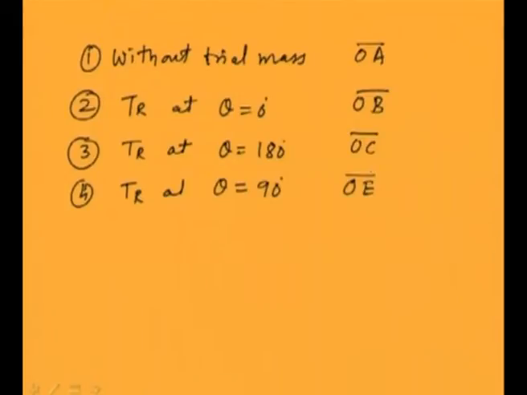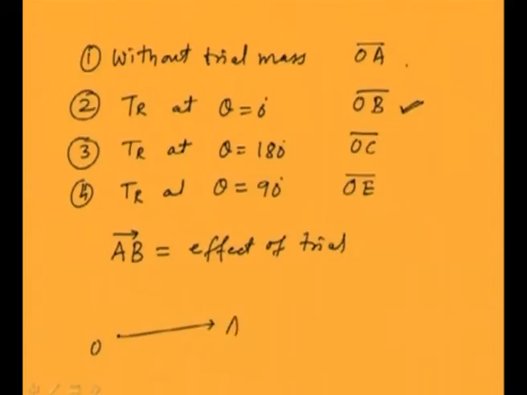Now let us analyze these measurements. When we put the trial mass, we got the measurement OB. We don't know the angular position of OA and OB, but we are sure that AB will represent the effect of the trial mass, because let us say OA is in this direction and B is in this direction. So AB is the effect of the trial mass.